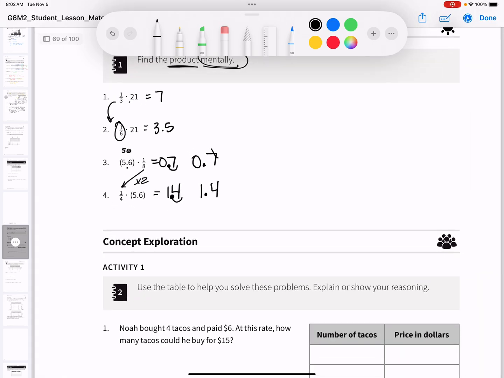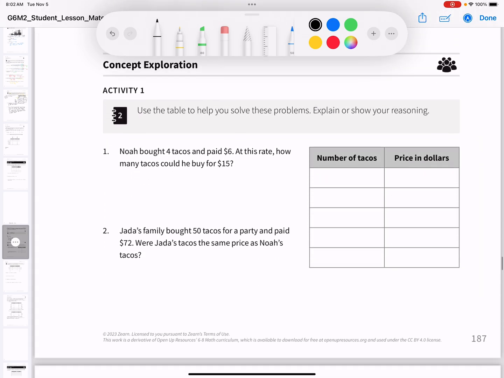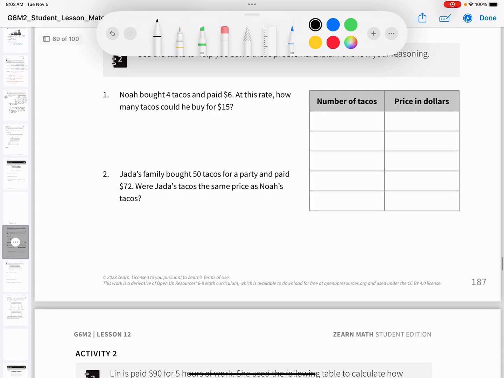All right. Use the table to help you solve these problems. Explain or show your reasoning. Noah bought about 4 tacos and paid $6. So Noah bought about 4 tacos for $6. At this rate, how many tacos could he buy for $15?